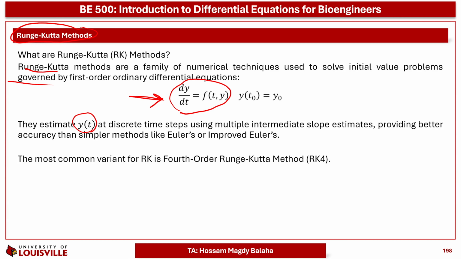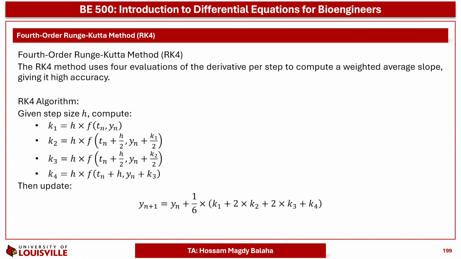One of the most common variants of Runge-Kutta is called Fourth-Order Runge-Kutta Method, RK4, which we are going to use here. So the RK4 method uses 4 evaluations of the derivative per step to compute a weighted average slope that will give a highly accurate approximation. So instead of nothing in Euler method or one average in the improved Euler, here we are using a fourth order, which means 4 evaluations per one step. For sure, this will increase the computational cost, but it will decrease the error and improve the accuracy.